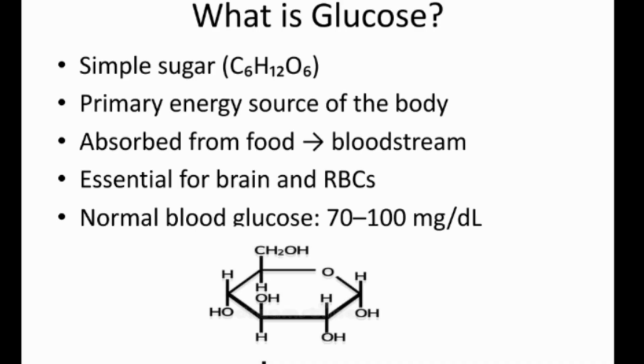First of all, let us discuss what is glucose. It's a simple sugar having molecular formula C6H12O6, found in food like bread, rice, fruits and honey. Absorbed into the bloodstream, it becomes blood glucose, and the brain depends almost entirely on glucose. Fun fact: normal fasting blood glucose is 70 to 100 mg per deciliter. Here is the structural formula of glucose.